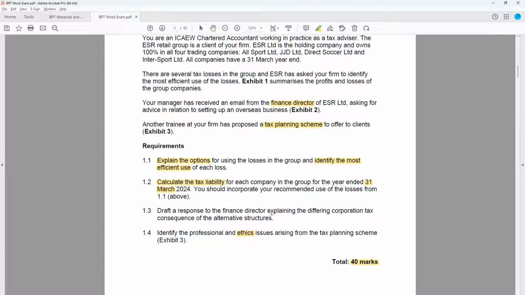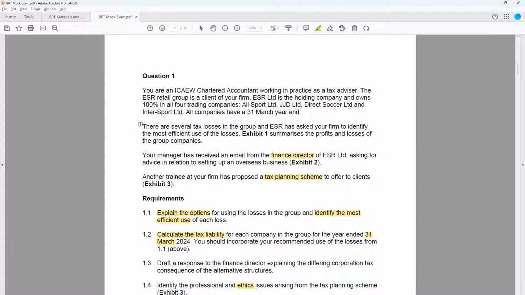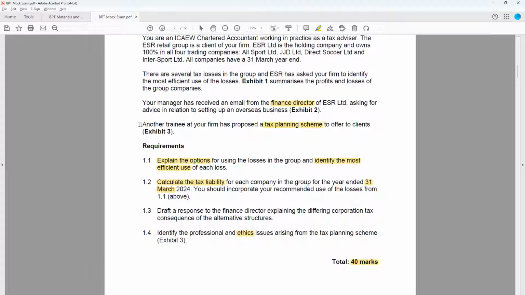So therefore, we'd have 32 to split between these two parts. Now, if you're going through the options of setting up a permanent establishment or setting up an incorporated company, there'll be quite a few points to make there. And we'll see this in more detail when we look at the international class.